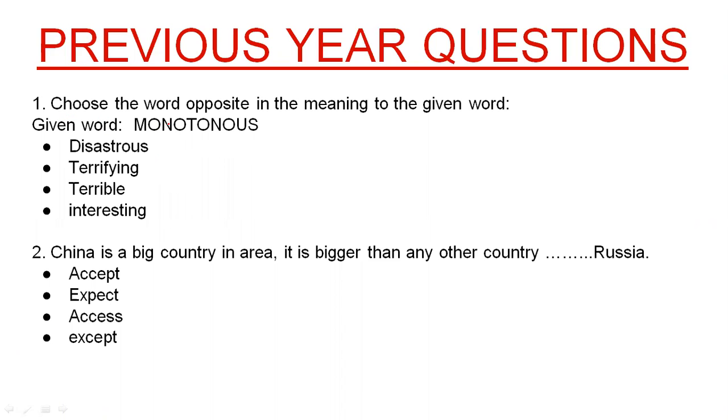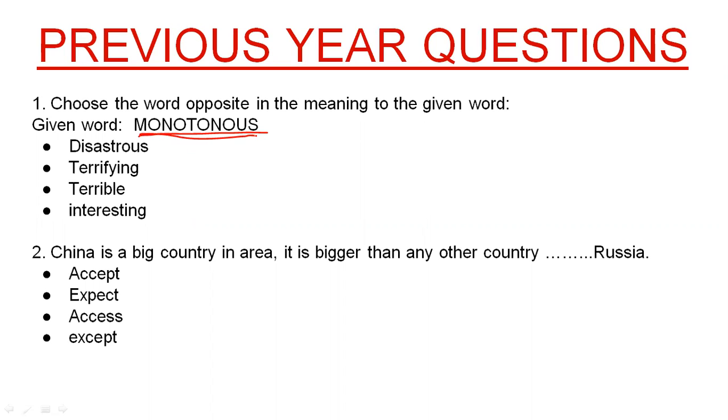Choose the word opposite in the meaning to the given word. So the word over here is monotonous. You have to choose the opposite of monotonous, and to choose the opposite of any word, it's very crucial to know the meaning of that word. If you are unable to understand the meaning, it will be very difficult for you to mark the opposite of that word. So basically monotonous means boring.